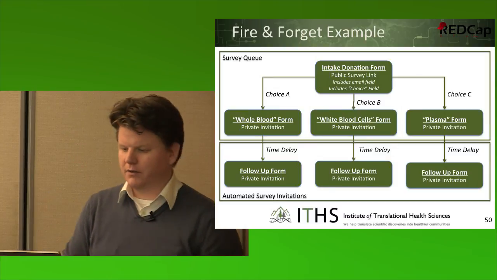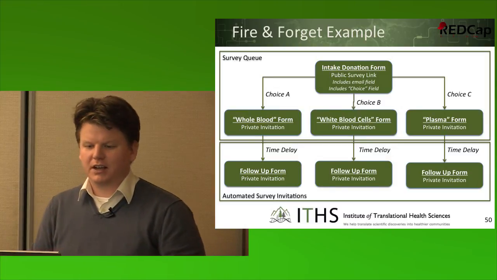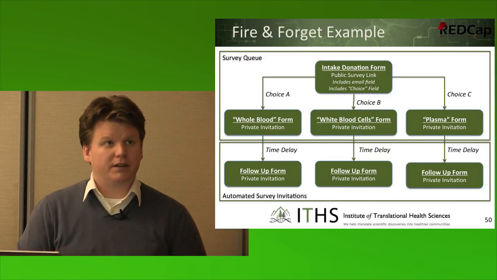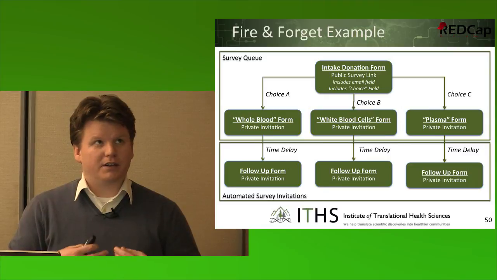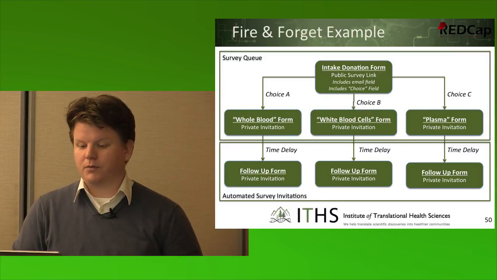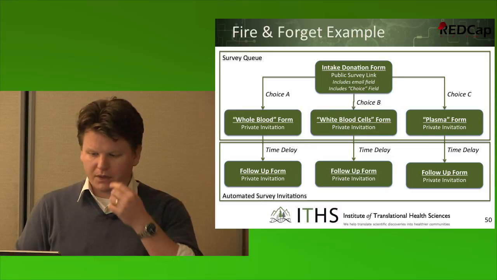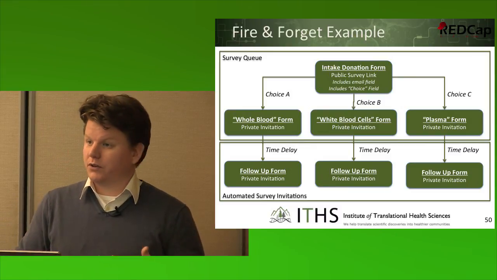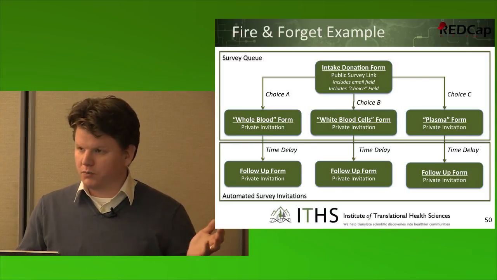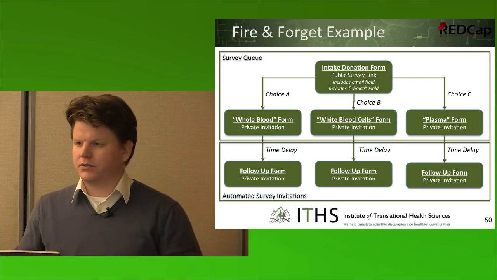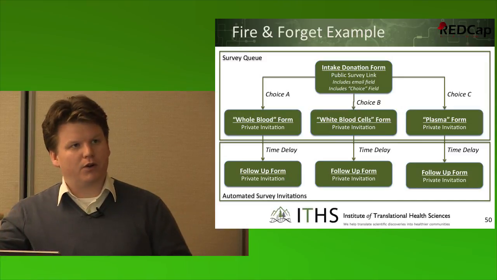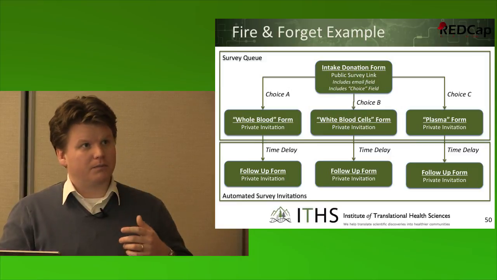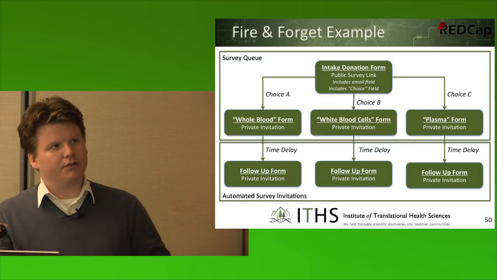Okay, well this is my fire and forget example, as I like to call it. This was for a blood drive survey project I did. We had an initial intake donation form, which was a public link that we just put on a flyer. The survey itself included an email field and a choice field. The choice was, what do you want to donate? Whole blood, white blood cells, or just plasma? So either choice A, B, or C would shunt them to one of these 3 follow-up forms, which wasn't a private invitation, it went through the survey queue.